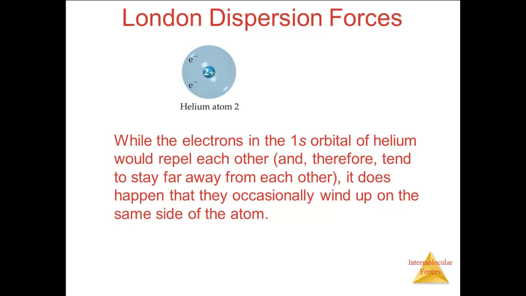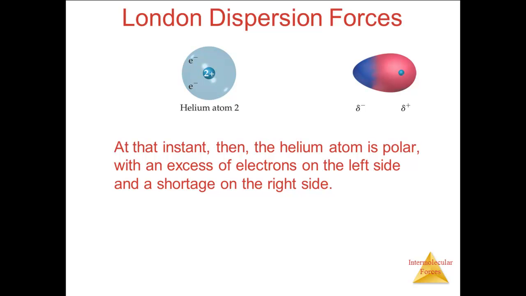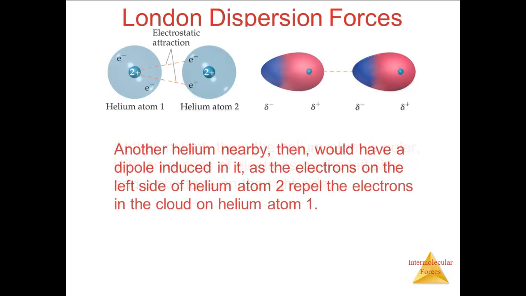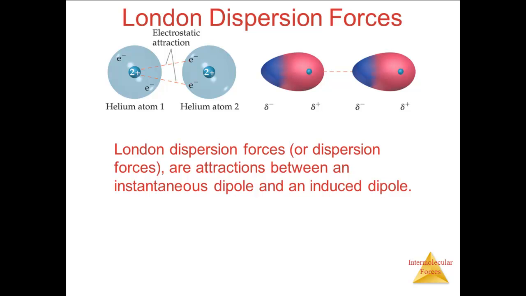London dispersion forces occur between any two particles. For example, in a helium atom, the electrons on average are evenly distributed around the nucleus. However, at any particular point in time, both electrons may be on the same side of the nucleus. When this happens, the atom temporarily becomes polar. Once this temporary dipole exists, it influences the atoms around it. An atom close to the electrons will have its electrons repelled and create an induced dipole that will be attracted to the original temporary dipole.